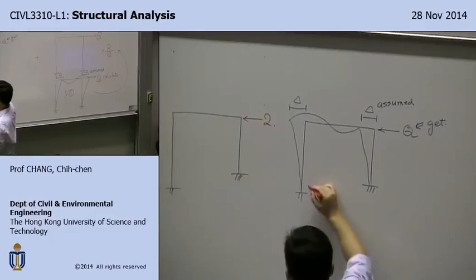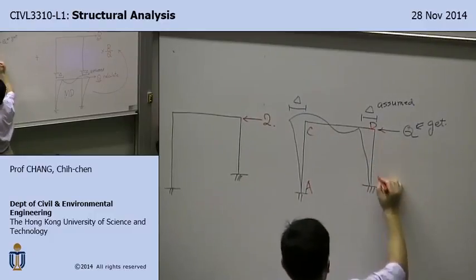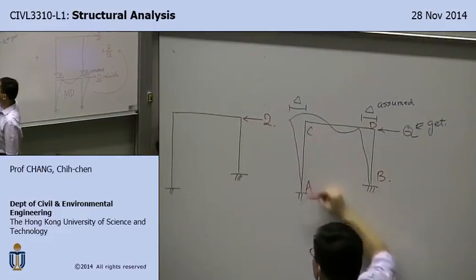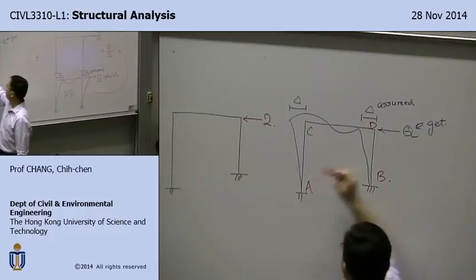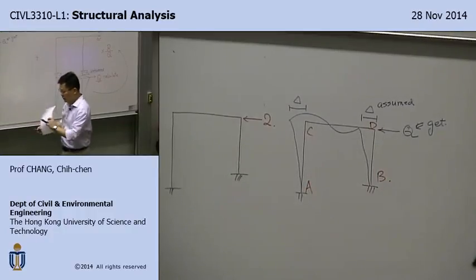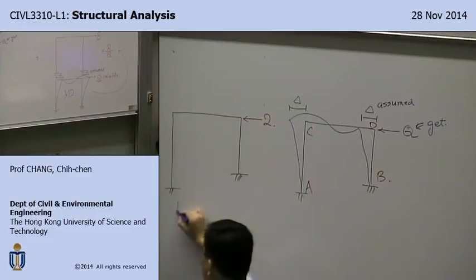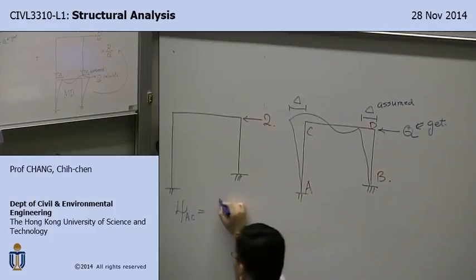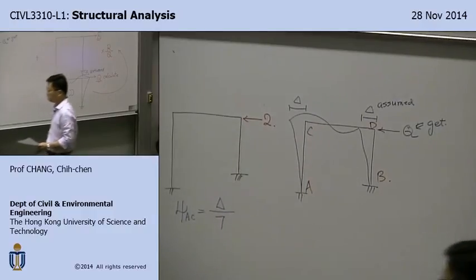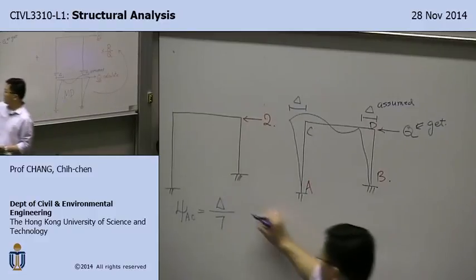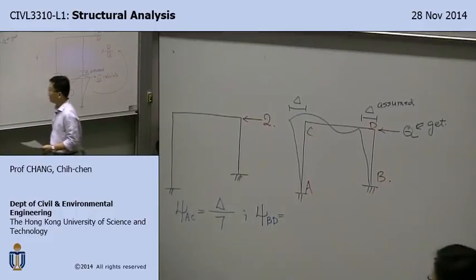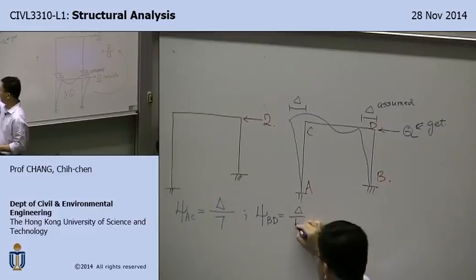This is A, C, D, and B. So because of the translations, component CA is going to have a rigid body rotation. Component DB is going to have a rigid body rotation. So that's the tricky part. So I'm going to see rigid body rotation for AC, which is counterclockwise, and it's delta over 7, the length of CA. And then the rigid body rotation angle for BD, again, is counterclockwise, delta over 5.